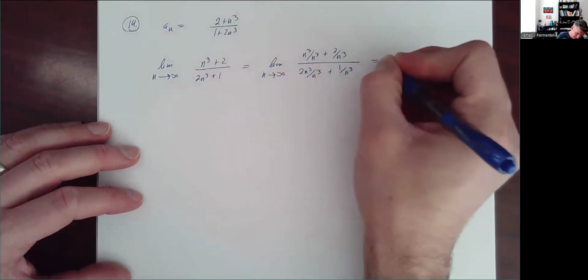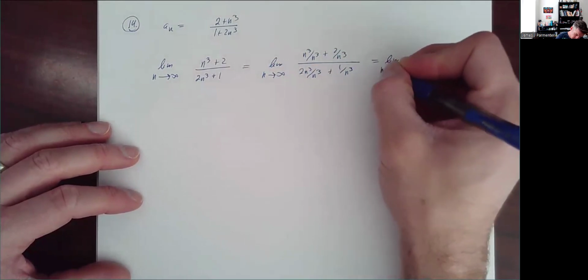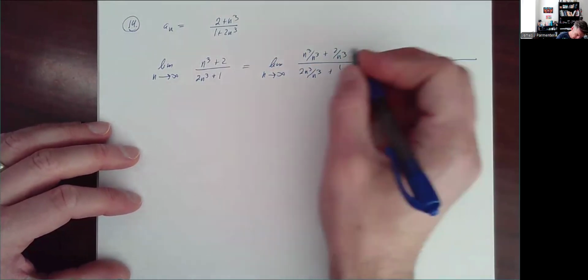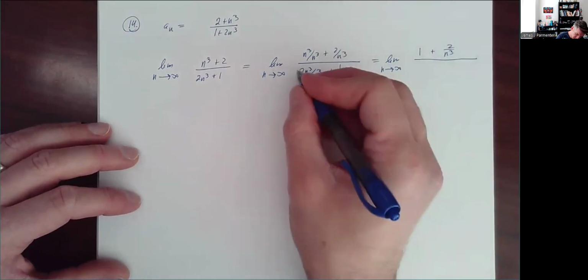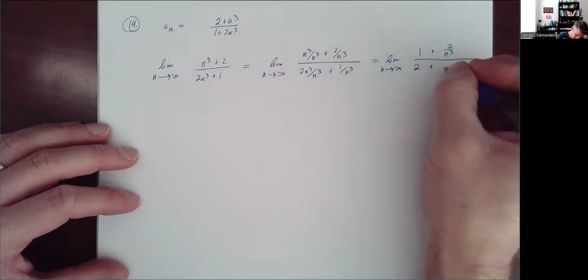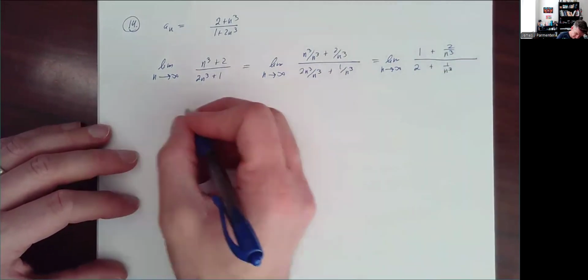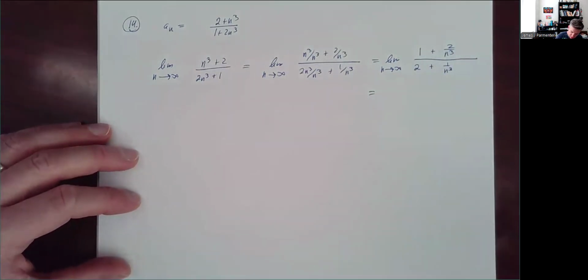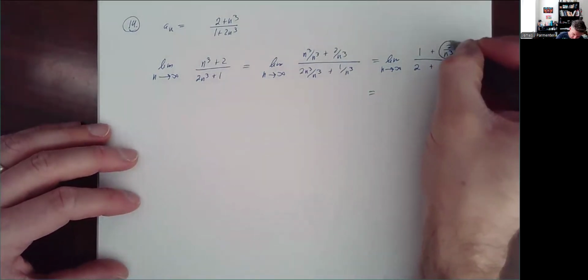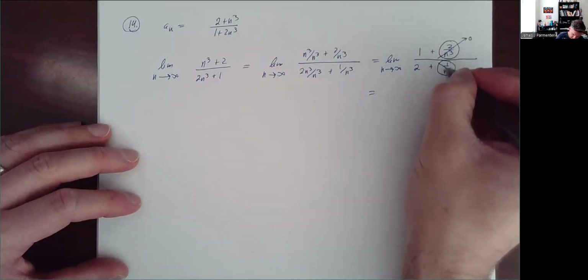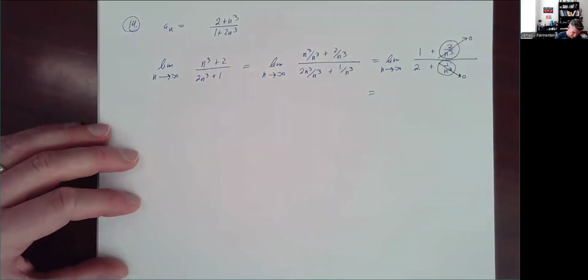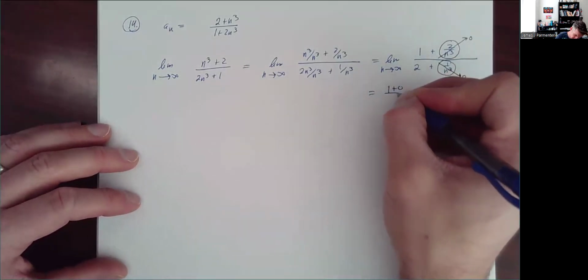Let me simplify. If the limit as n goes to infinity, n cubed divided by n cubed is 1. You have 2 over n cubed. 2n cubed over n cubed is 2. And you have 1 over n cubed. And now as n goes to infinity, 2 divided by something that's getting very, very large is going to get very, very small. Same deal with 1 divided by something getting very, very large. It's going to get very, very small. So we're left with 1 plus 0 over 2 plus 0, which is 1/2.